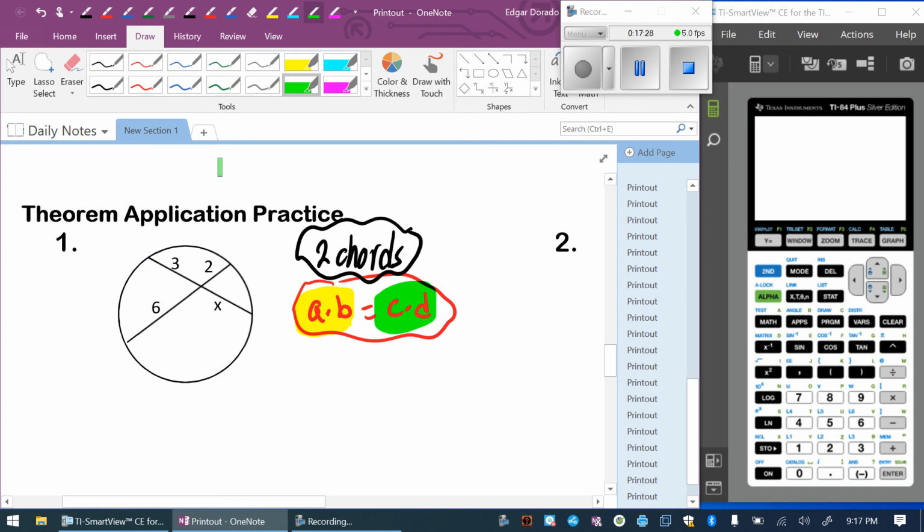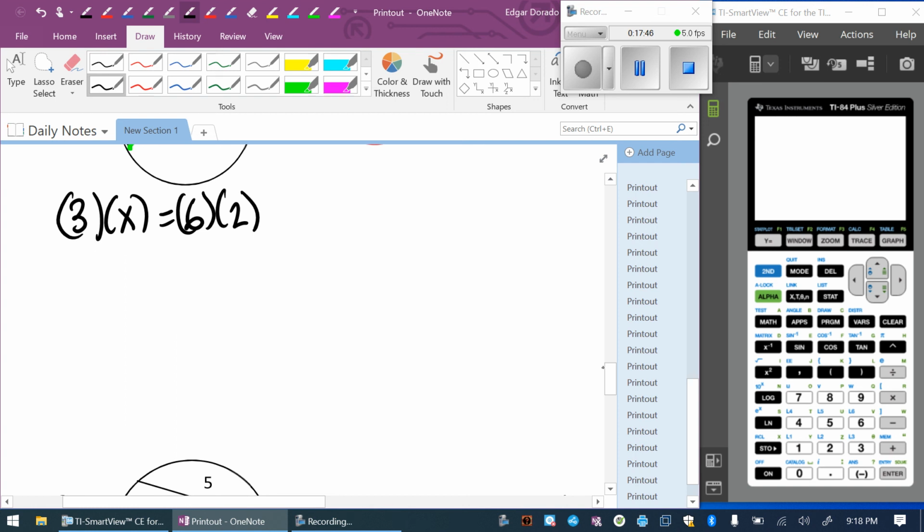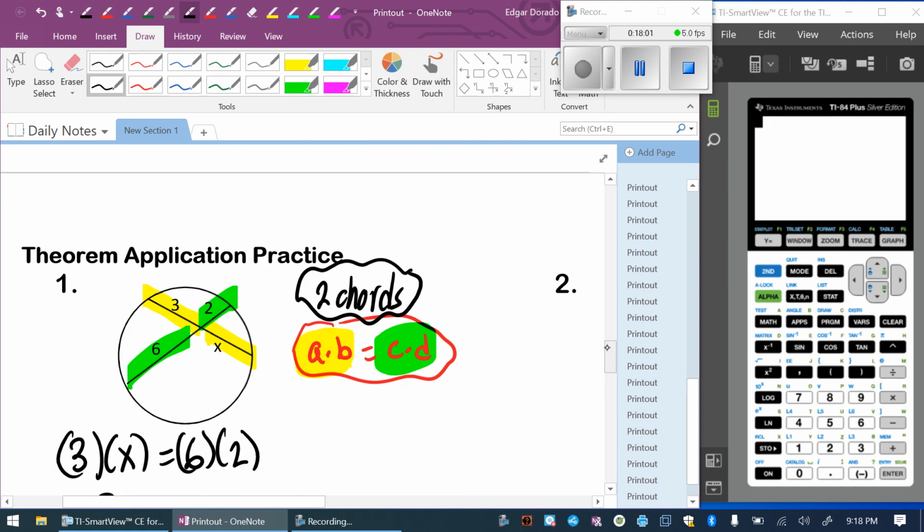So A times B equals C times D. Let's write that down. Just like that, and we can actually solve for this. So this is going to be 3x equals, oh, not 18, equals 12. Sorry about that. And then we're going to divide by 3 to get x equals 4. It's as simple as that, guys. So I just found the missing segment here. The missing segment would have to be a 4.